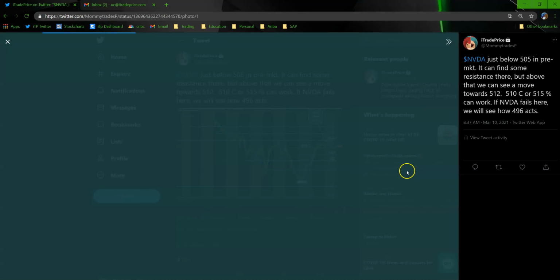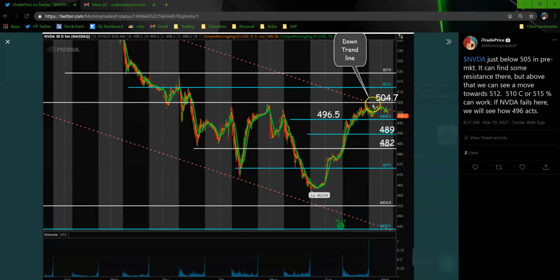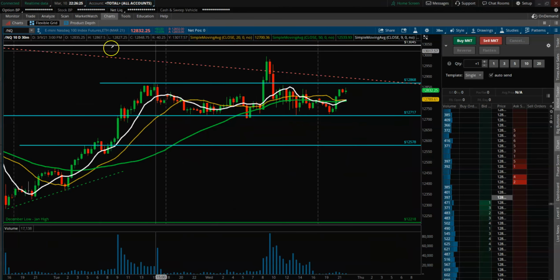So let's look at the chart. That's where the price was at that moment, just below 505. The level is 504.7, I just rounded it up to 505, but let's just say it was 505. So 505, 512, 519 are the main levels we were looking for the price to target as it moves from one level to the other. Now let's see what actually happened.